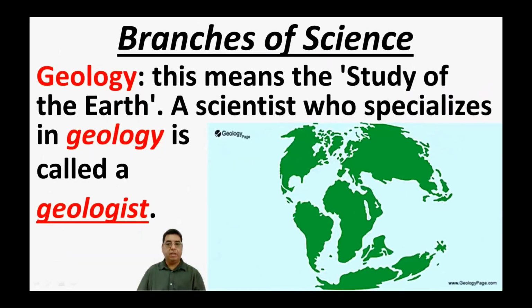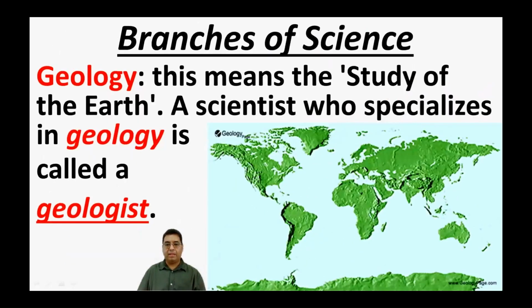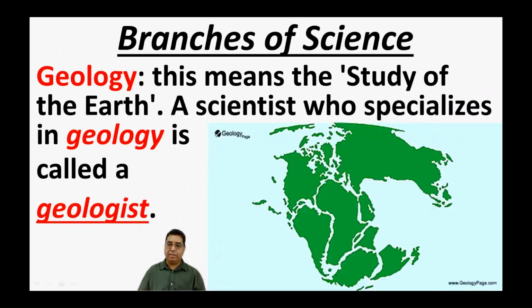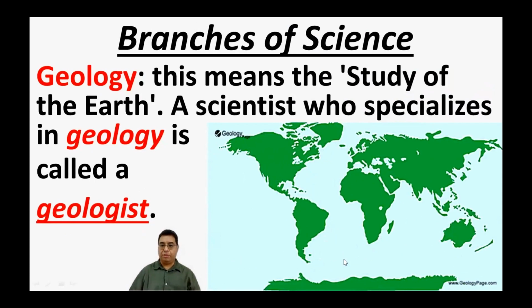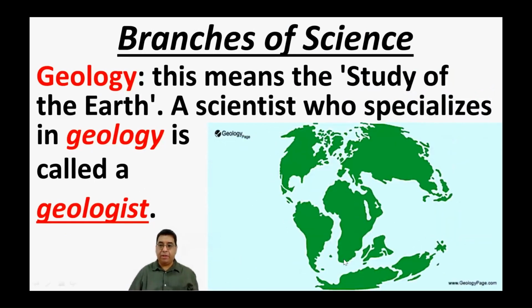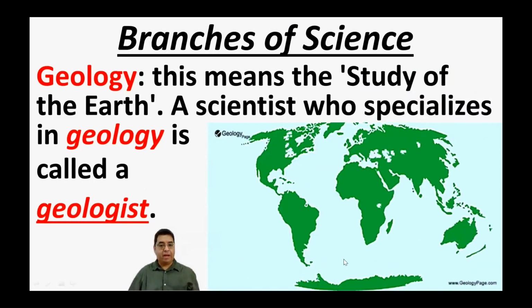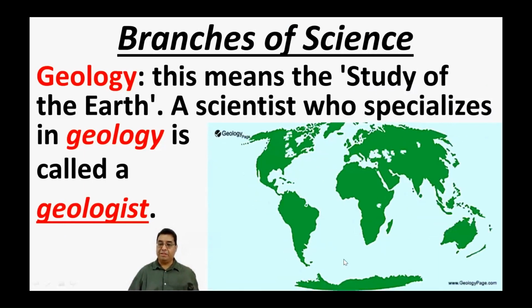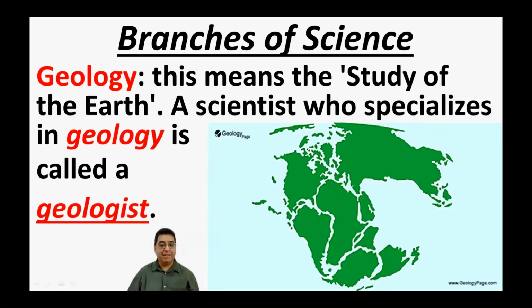Geology, this means the study of the earth. A scientist who specializes in geology is called a geologist. And as you can see here, I'm showing basically how the Earth had the continents move from one big continent to many continents. Okay, and that's just one aspect of geology.